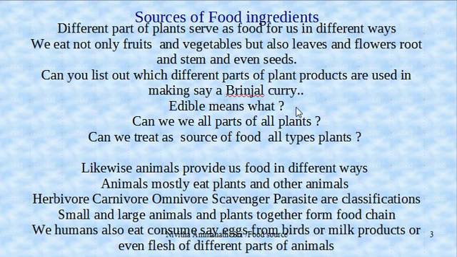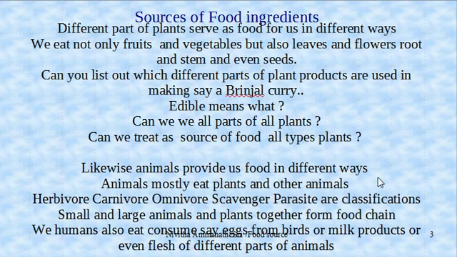Edible means what? Edible means that can be eaten by humans and that is safe. So is all parts of all plants edible? No, not all parts of all plants are edible. But most parts of most plants are edible. For example, banana. You use a banana leaf, you use a banana flower, even as a banana, as a vegetable and as a fruit, you use the stem of the banana plant and we use a lot of parts of the plant. There are certain parts of certain plants which we should not eat because they are poisons.